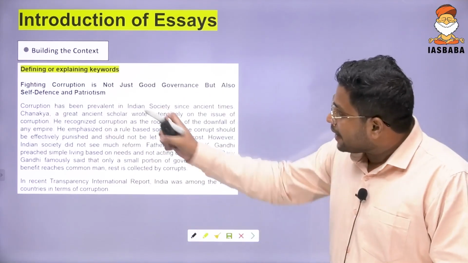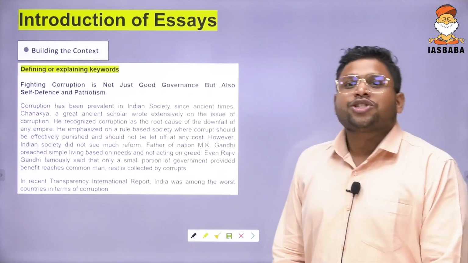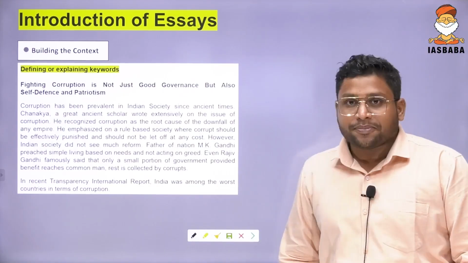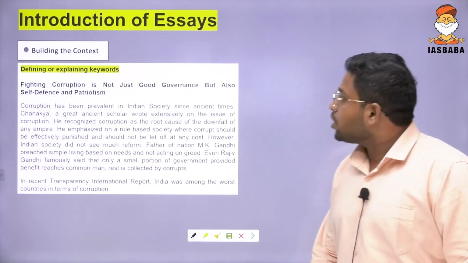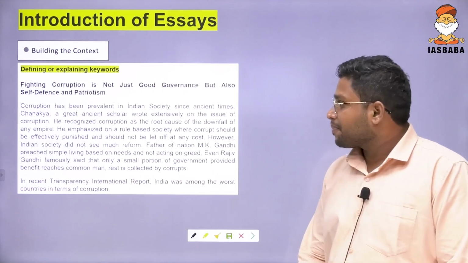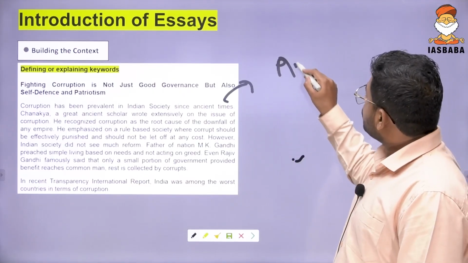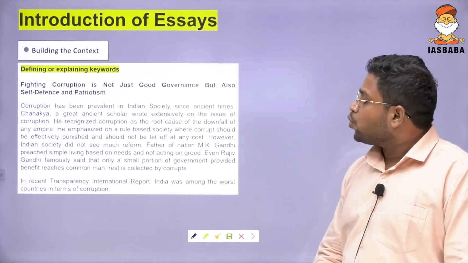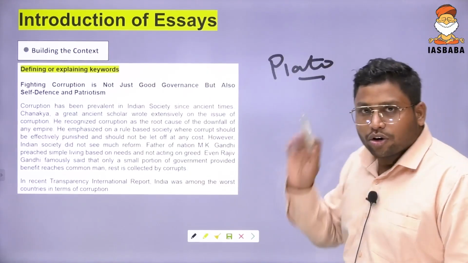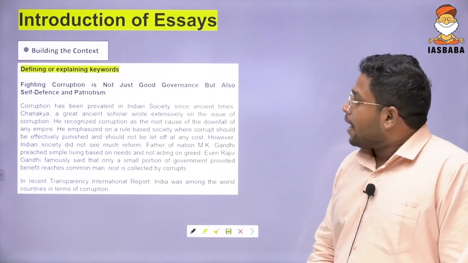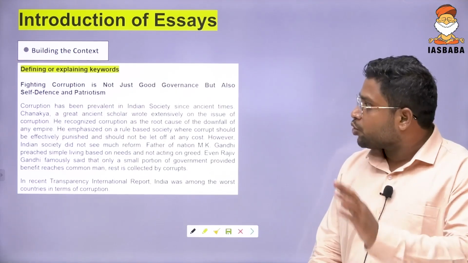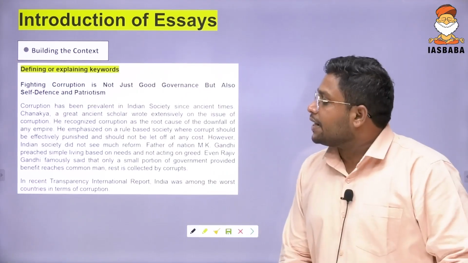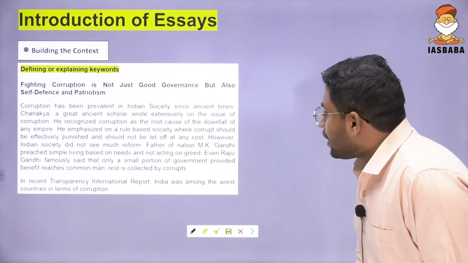So, for example, corruption has been prevalent in Indian society since ancient times. Chanakya, a great ancient scholar, wrote extensively on the issue of corruption. He recognized corruption as the root cause of the downfall of any empire. Even instead of Chanakya, you can talk about Plato. Sorry, I forgot, not Aristotle, it was Plato. He emphasized a rule-based society where the corrupt should be effectively punished and should not be let off at any cost. However, Indian society did not see much reform. Father of the nation, M.K.